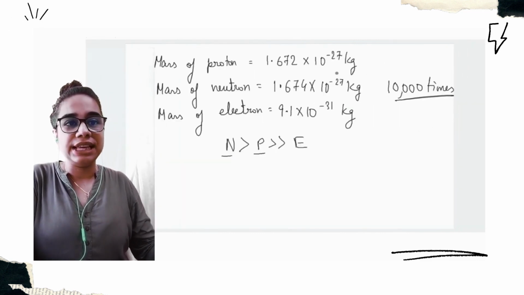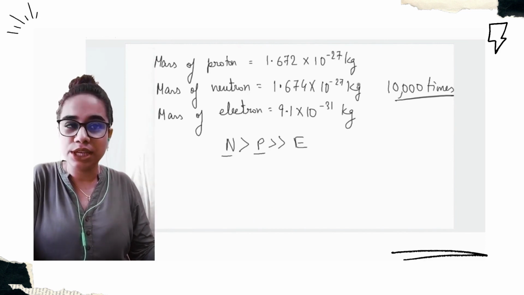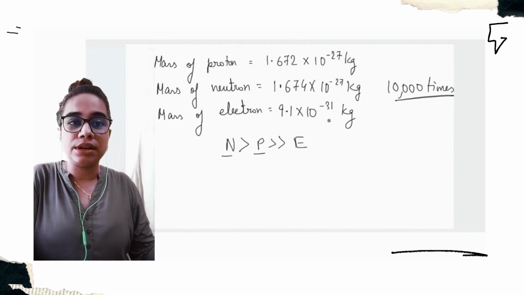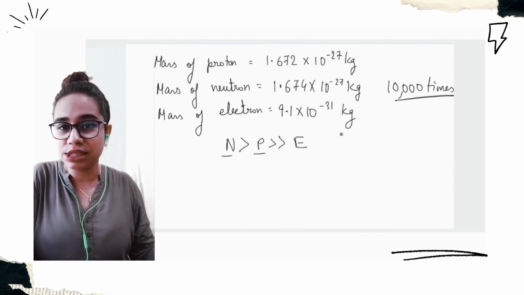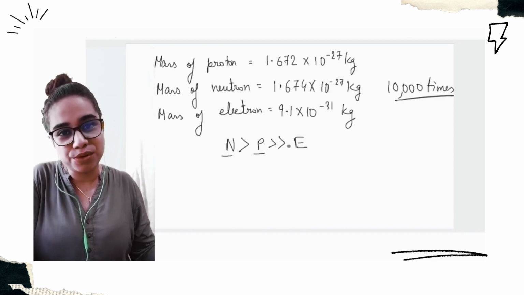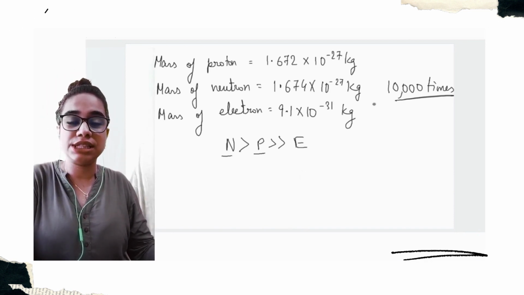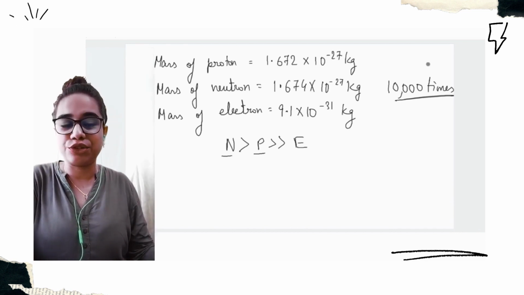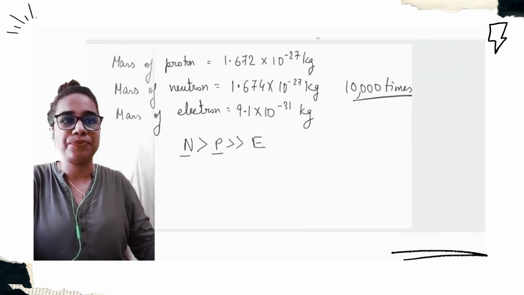Now, you can see that the mass of proton and neutron are almost equal, but the mass of electron is almost 1 by 10,000 times of that of protons or neutrons. So protons and neutrons are 10,000 times heavier than the electron. That's why the nucleus is very heavy compared to the electrons.